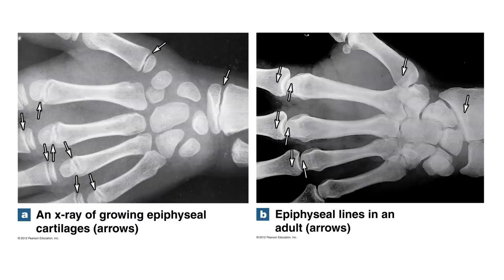Compare that to this picture. In this picture, the white lines are showing us the epiphyseal lines, and looking at that same comparison here, we don't see a gap of cartilage. Instead, we see that the epiphysis and the diaphysis have grown together, and that bright white area is known as the epiphyseal line.